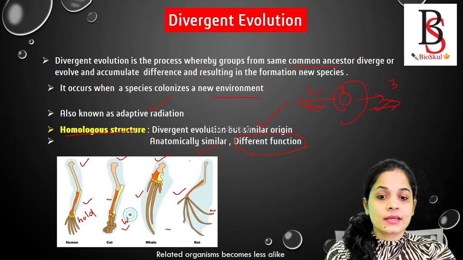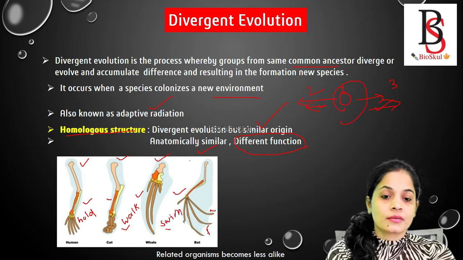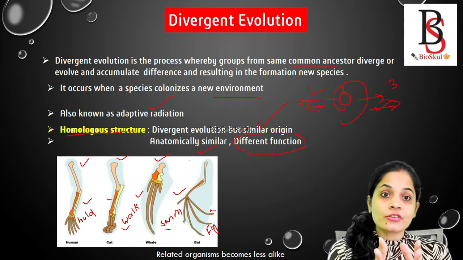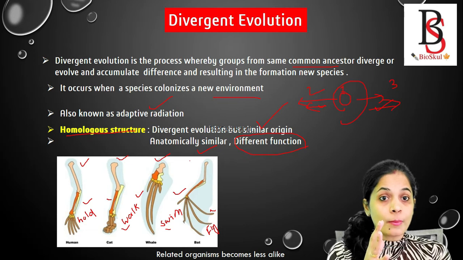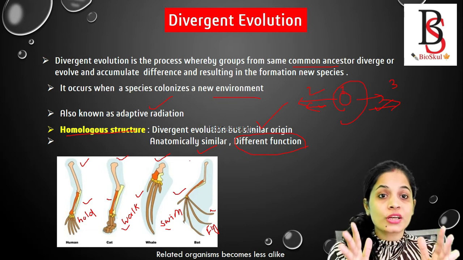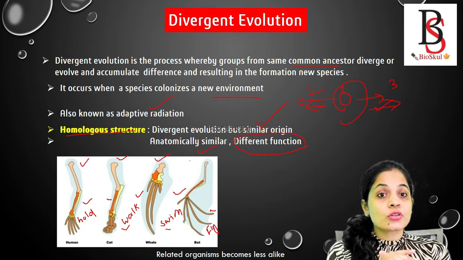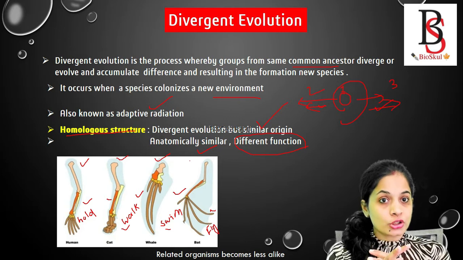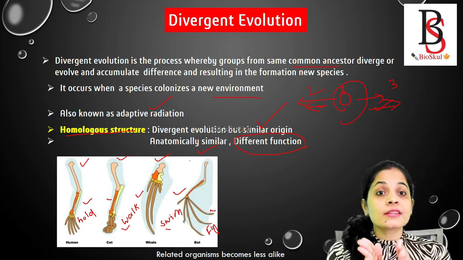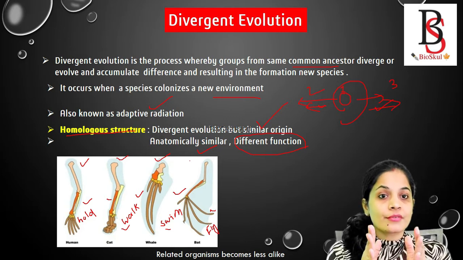And in cat, it is helping walking. In whale, it is helping swimming. In bat, it is helping flying. So divergent evolution is when groups from a common ancestor diverge or radiate and form new species. Divergent evolution leads to the homologous structure. That means they have a similar anatomical structure as well as origin, but they have different functions. That is the divergent evolution.